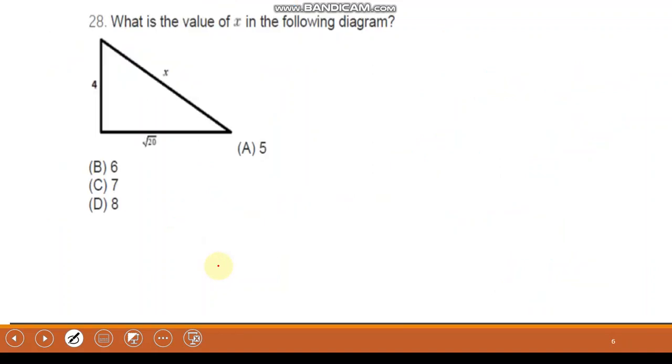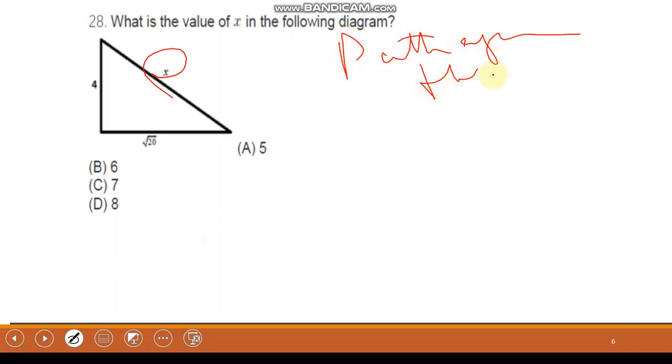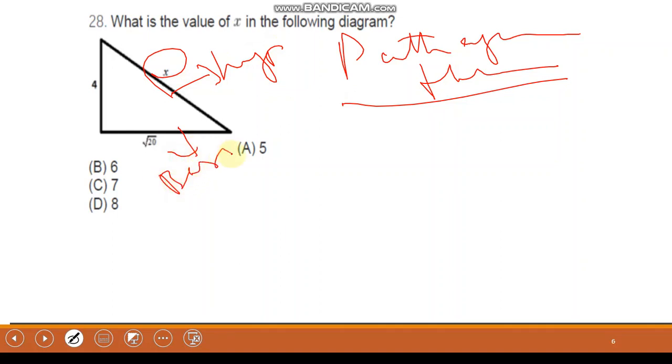Now what is the value of x in the figure? You have to find the value of this side. So we will use the Pythagoras theorem, which is all about the hypotenuse square being equal to base square plus perpendicular square. This is my hypotenuse, this is my base, and this is the perpendicular side.